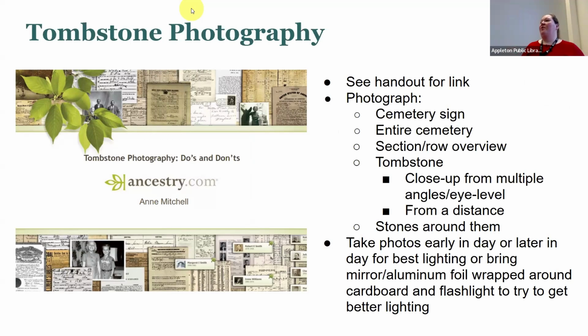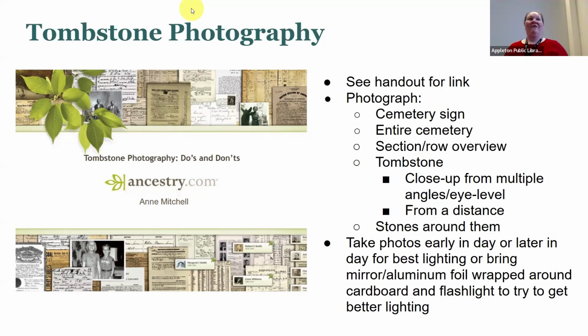So when I go, I always photograph the cemetery sign, an overview of the entire cemetery, and that section or row that my ancestors are in. Then I do a couple of different shots, different angles of the specific tombstones in that location, kind of from a distance, at eye level, from the right side, from the left side. I photograph the stones around them so I can see, later on, oh yeah, that's the mother-in-law, or that's the sister that married so-and-so. I always recommend taking photos early in the day or later in the day for the best lighting.